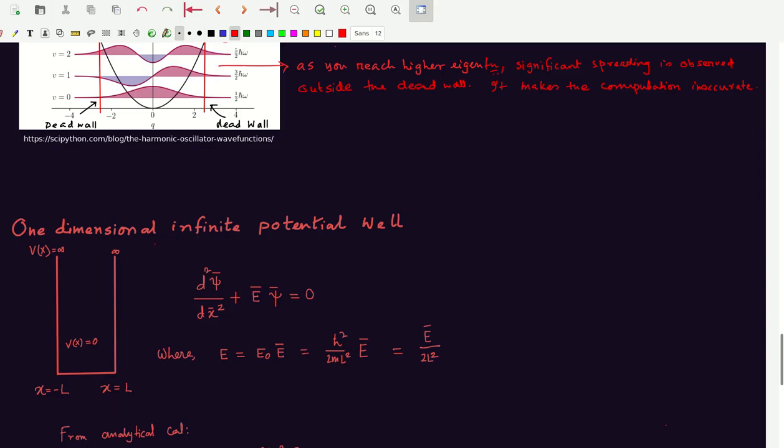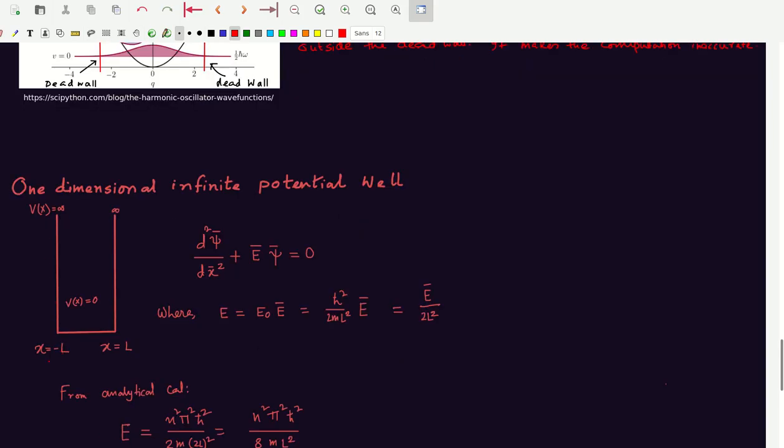We know our sanitized differential equation is something like that in terms of psi bar, x bar and E bar, etc. And here the potential is 0 inside a one-dimensional infinite potential well, as you know from quantum mechanics. Here at x equals minus L it is 0, and at x equals L it is also 0, and the potential is 0 within that, and outside it is infinity. This is called the one-dimensional infinite potential well, or 1D box.